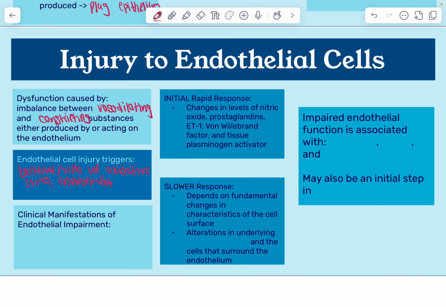And some of the clinical manifestations of endothelial impairment include hypertension, edema, abnormal vasoconstriction and dilation, and hypercoagulability.